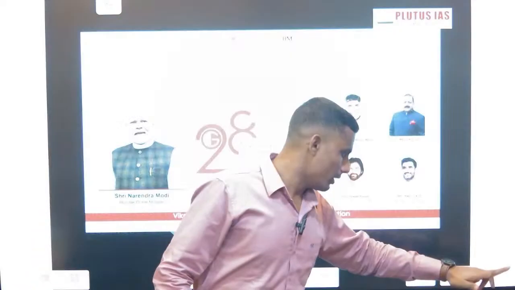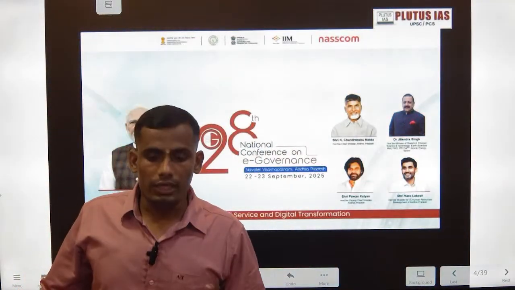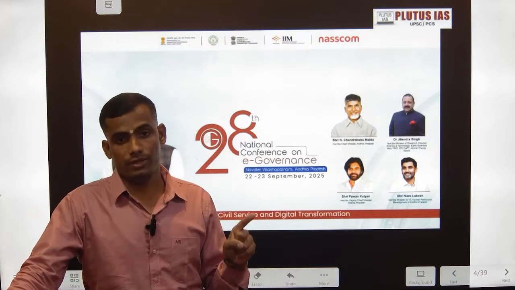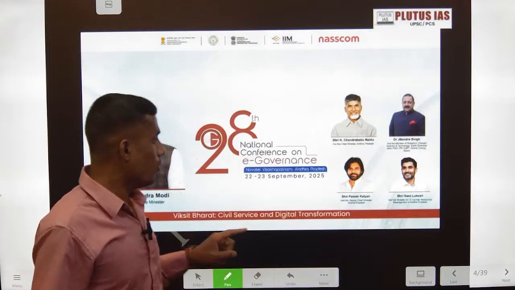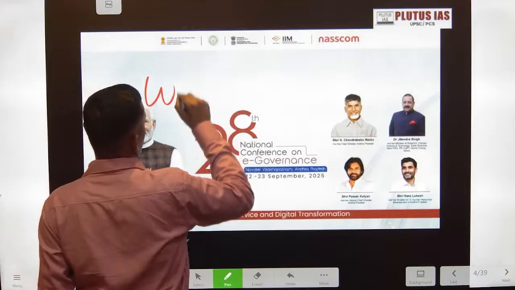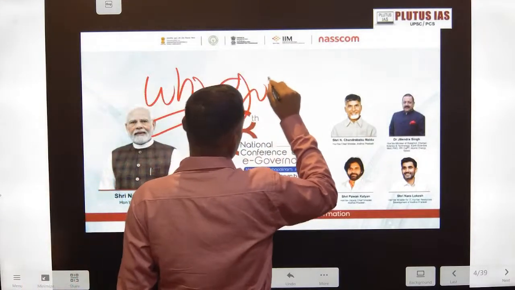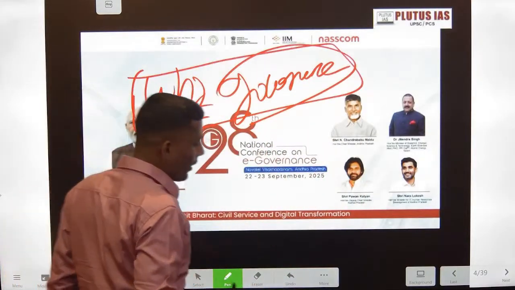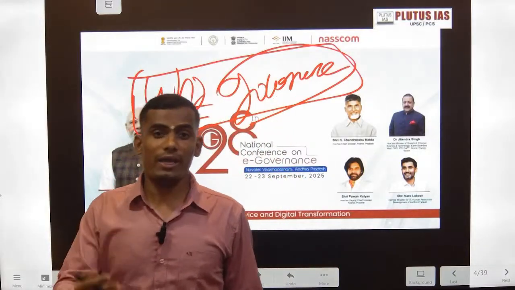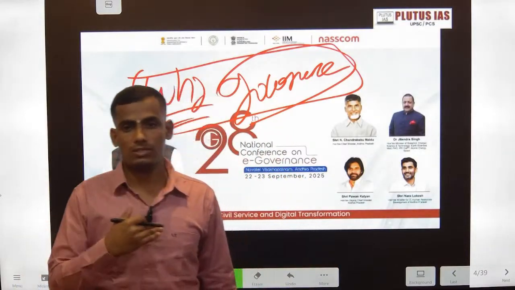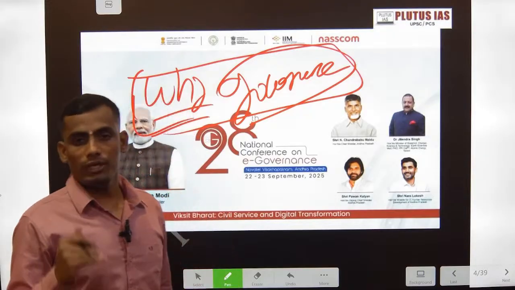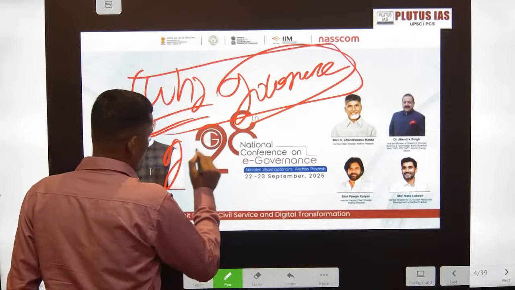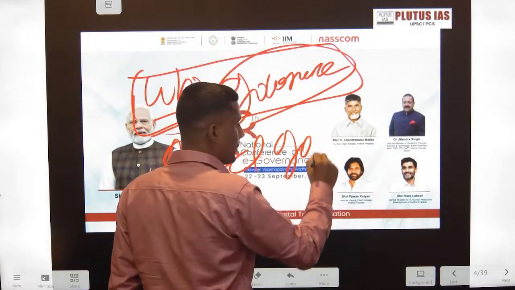As I discussed earlier, e-governance means the use of ICT for effective policy delivery, effective and transparent delivery. Now, why do we need e-governance? What exactly are the reasons for e-governance? As I initially told, we need e-governance because we want to make good governance. And what are the parameters of good governance?